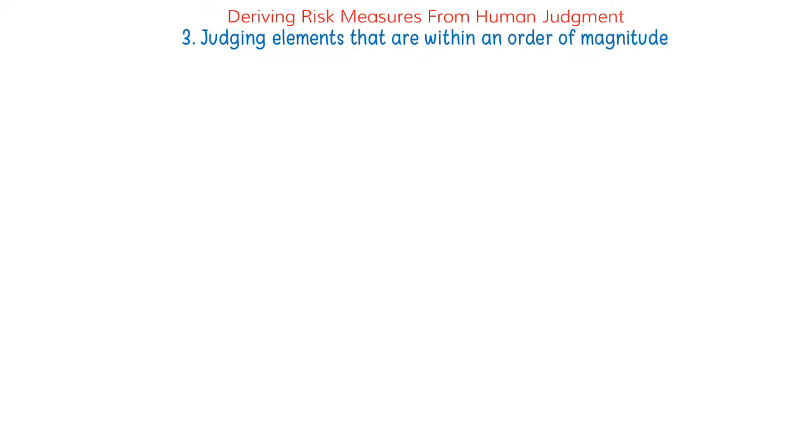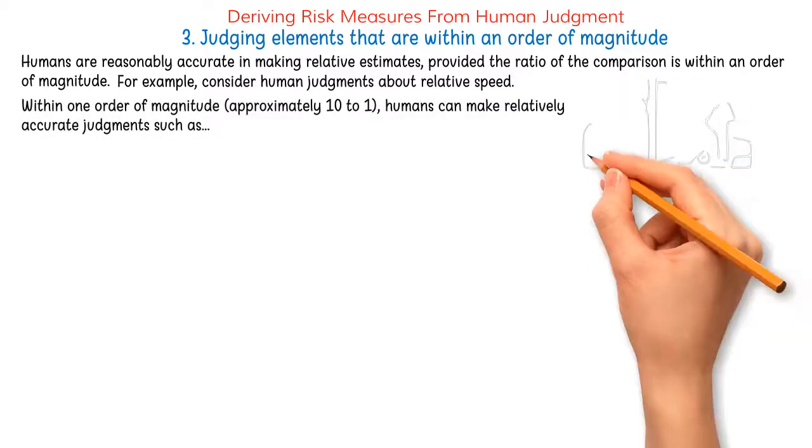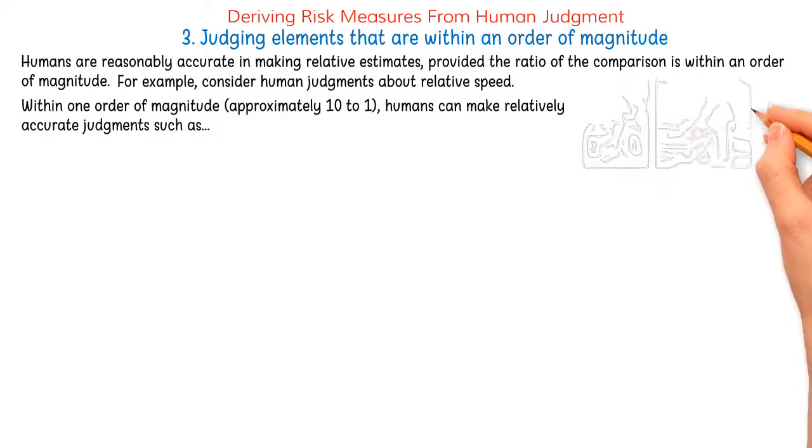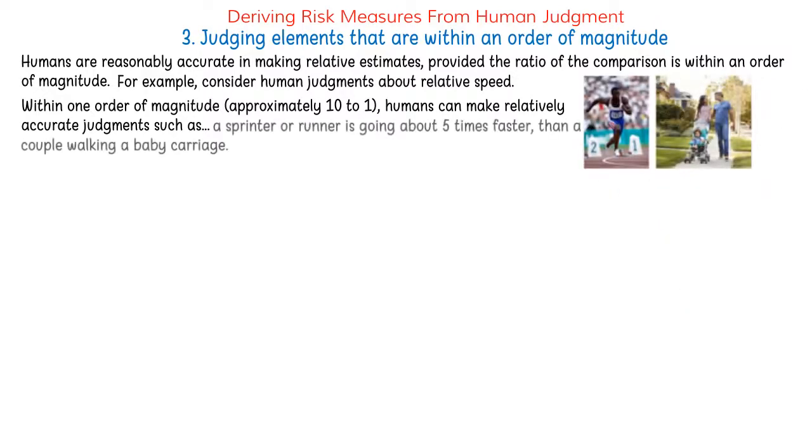Judging elements that are within an order of magnitude. Humans are reasonably accurate in making relative estimates, provided the ratio of the comparison is within an order of magnitude. For example, consider human judgments about relative speed. Within one order of magnitude, approximately 10 to 1, humans can make relatively accurate judgments, such as a sprinter or runner is going about 5 times faster than a couple walking a baby carriage.